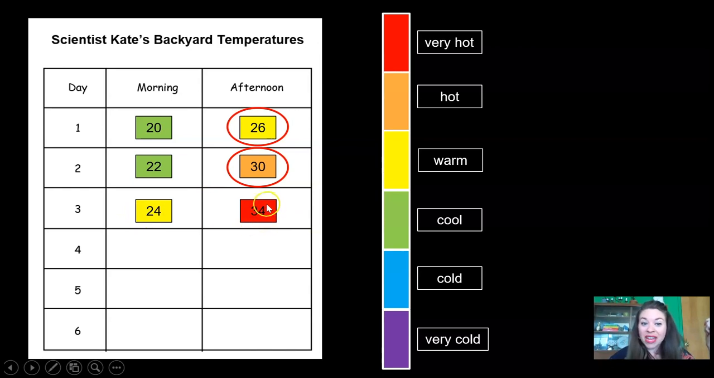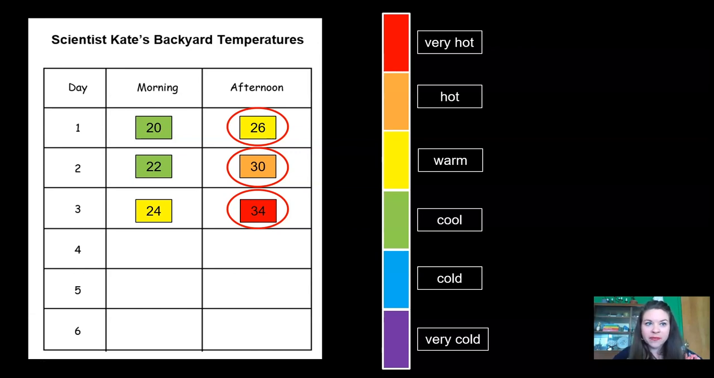The box is red, and that means very hot. So which of these two times was warmer? Yeah, the afternoon. I'm starting to see a pattern. Do you see a pattern? I'm noticing that every single day so far, the afternoon is the warmer time. Let's keep going and see if the pattern stays the same.